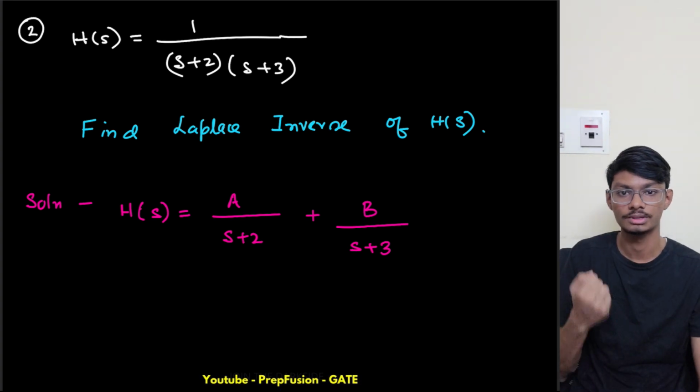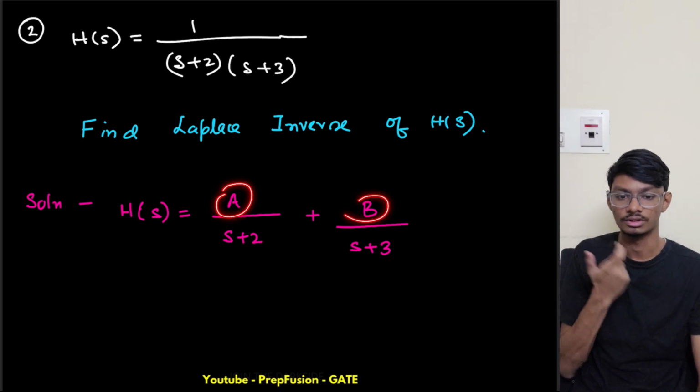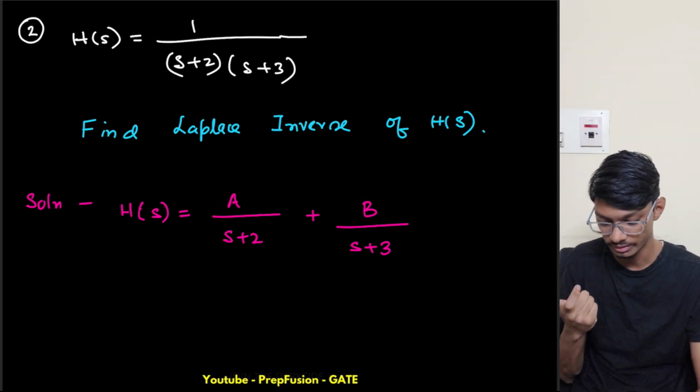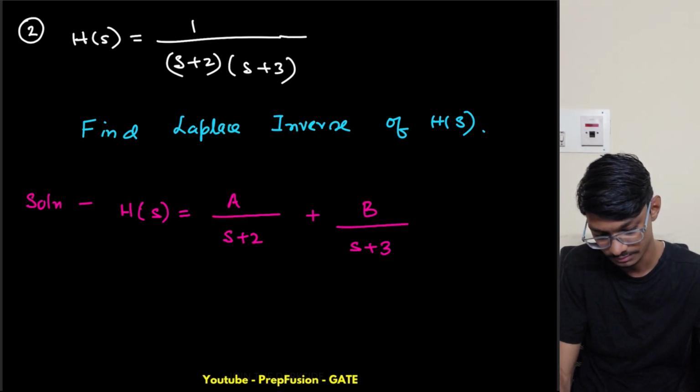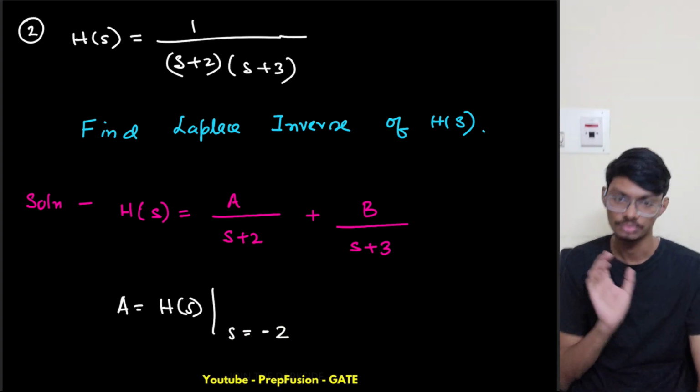a by s plus 2 plus b by s plus 3, right? So now what are these coefficients a and b? What is the value of a? We can find it simply like this. A will be equal to h of s at s equals minus 2, right?